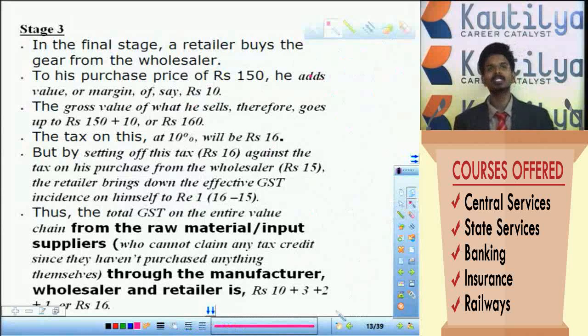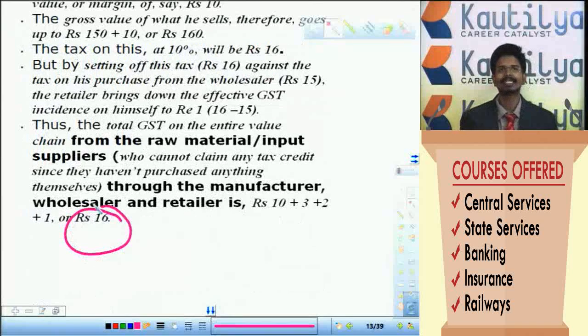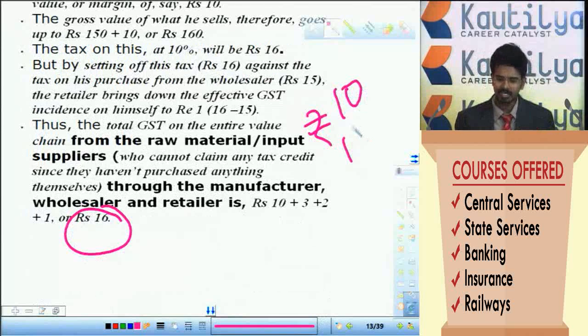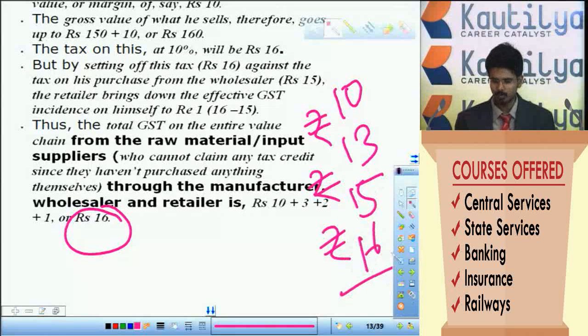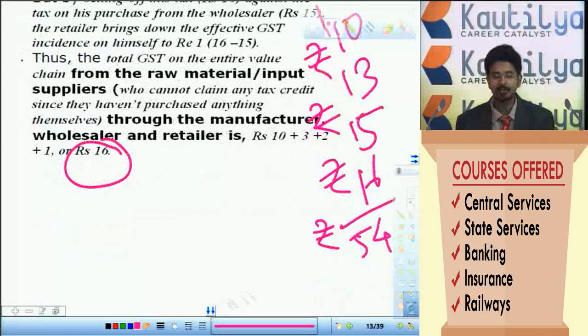Thus the total GST on the entire value chain, from the raw material or input suppliers through the manufacturer, wholesaler and retailer, finally when it comes to the consumer, is only ₹16. The consumer is paying an effective tax of only 16 rupees. Earlier, how much was it? First 10 rupees was paid, and then again 13 rupees, and then again 15 rupees, and then again 16 rupees. So finally, 54 rupees would be the indirect taxes that would have to be paid earlier.